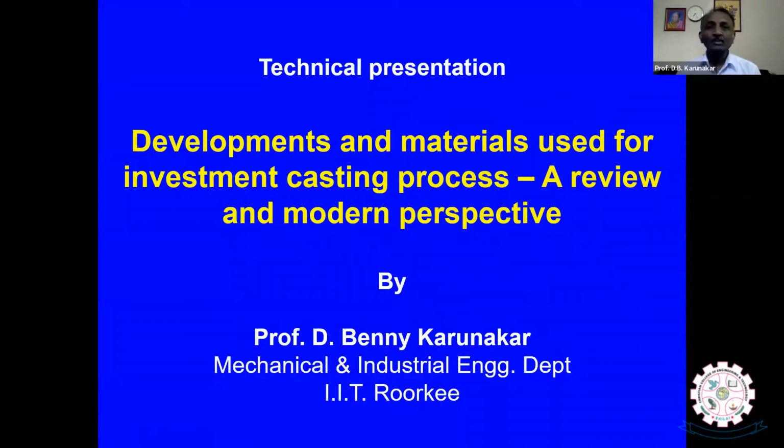In this presentation, we are going to see what the investment casting process is and what developments took place over the centuries, or even over the ages, what materials were used for the investment casting process during ancient times, what materials are used in modern days, and its recent and latest applications. All these things we are going to see in this presentation.